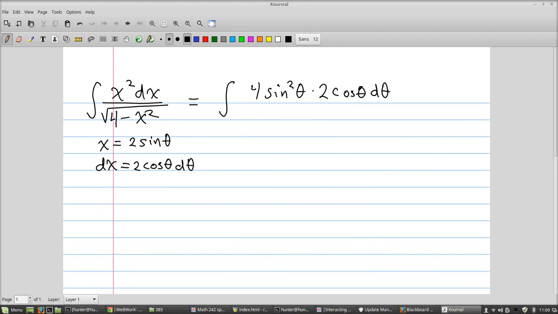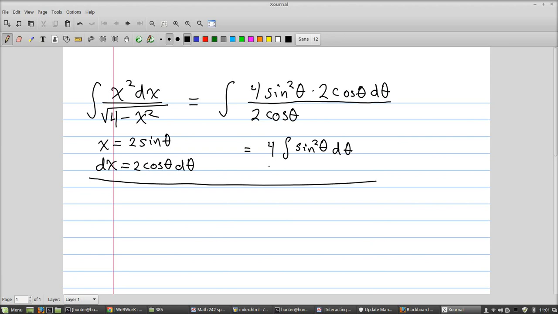Sorry, my handwriting is bad. I just started. I think it'll get better as I get used to this. And then the whole point is that this bottom thing becomes 2 times cosine theta. All right, so this is just the integral of 4 sine squared theta d theta. And you should be able to do it from there, or even just look up the answer. So I'm going to consider that one solved, right?